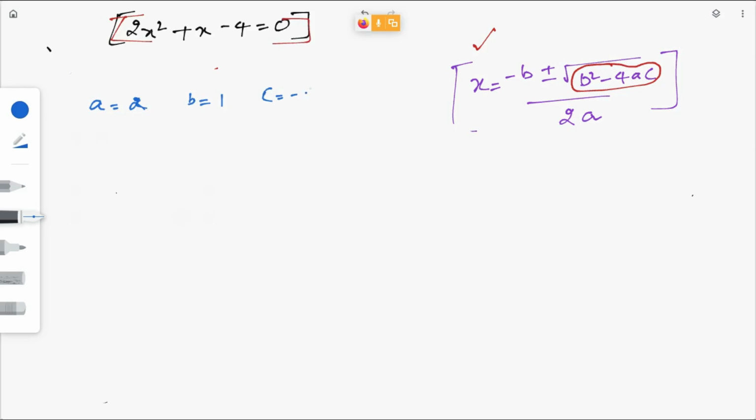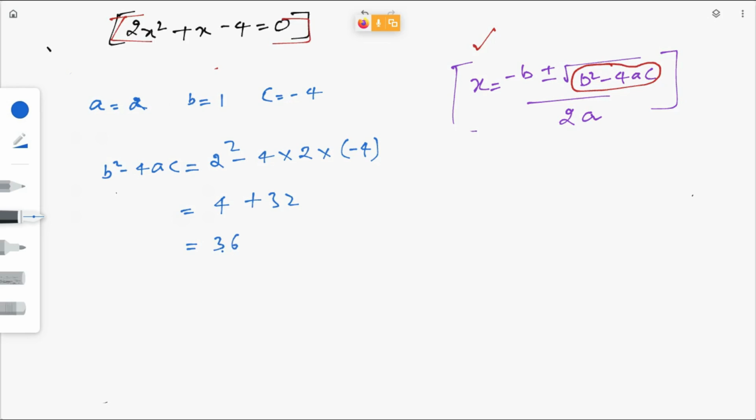is equal to minus 4. Okay. Next take b square minus 4ac. Substitute. What is b? 2 square minus 4 into 2 into minus 4. Minus into minus is plus 32. You will get?